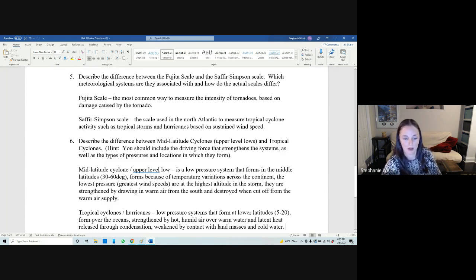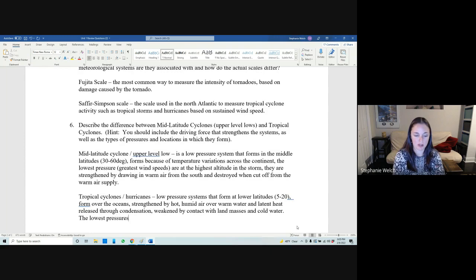Oh, I will add one more thing here, because we need to include the driving force, the types of pressures. The lowest pressures and greatest wind speeds are at the base of these storms. And so that's basically what's making this like a lower level low as opposed to an upper level low, and makes them more dangerous as far as creating a bunch of destruction. So you have a lot bigger wind speeds to deal with something that's tropical in origin, because the lowest pressure and the greatest wind speeds are at the base of the storm right next to the surface.